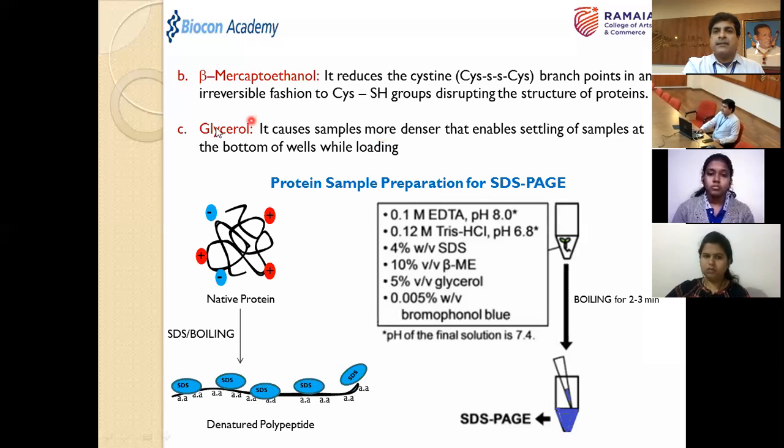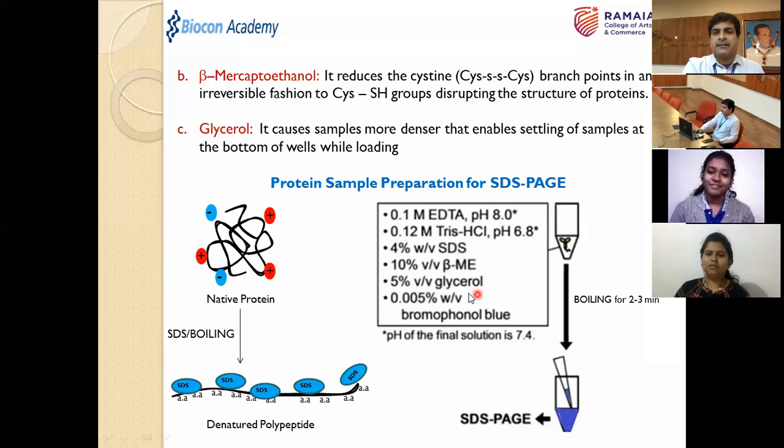It acts like a density. It will become more dense. So that is the role of glycerol. So beta mercaptoethanol we discussed, SDS is there. So even the sample buffer, you smell it, you always feel that SDS. It will even stick to your clothes, everything, you know.